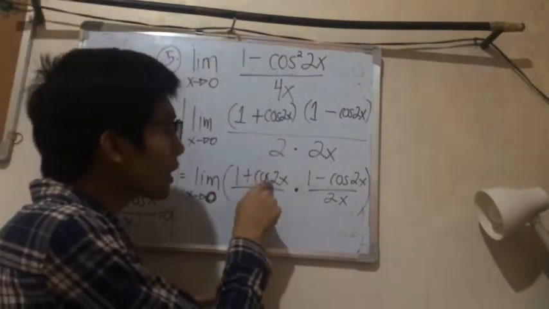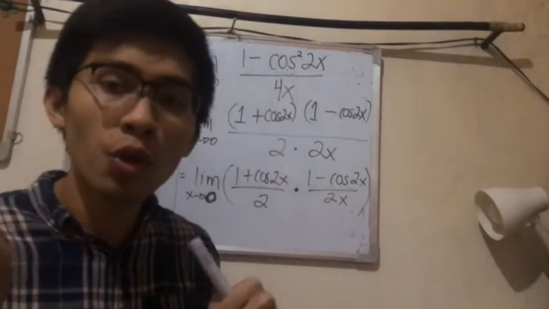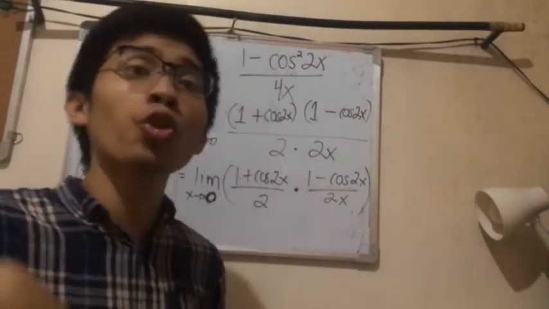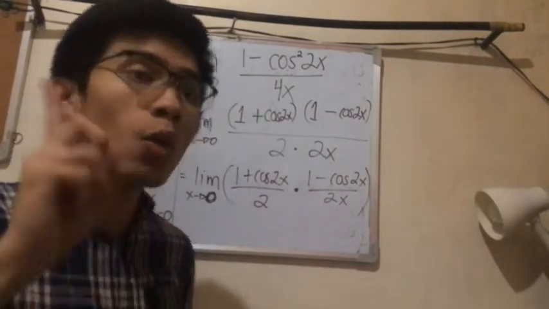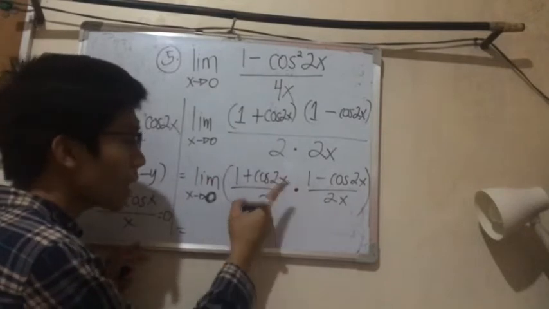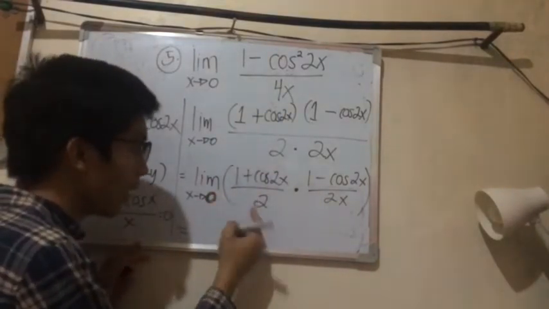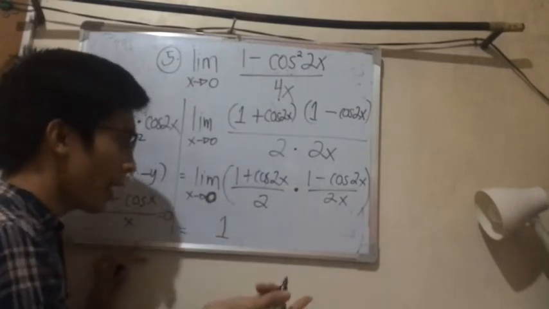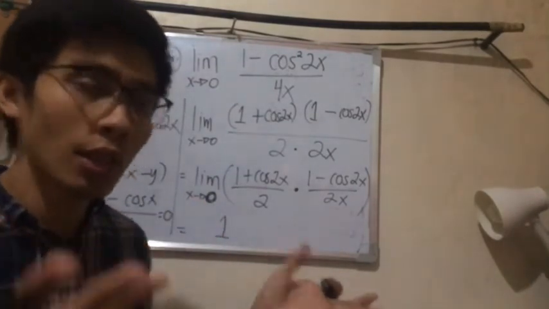We know that cosine 0, based on the table, or if you use your calculator, is equal to 1. That is always equal to 1. Therefore, it will become 1 plus 1, that is 2. 2 divided by 2 is 1. And the limit of 1 as x approaches 0 is 1, by the constant rule.